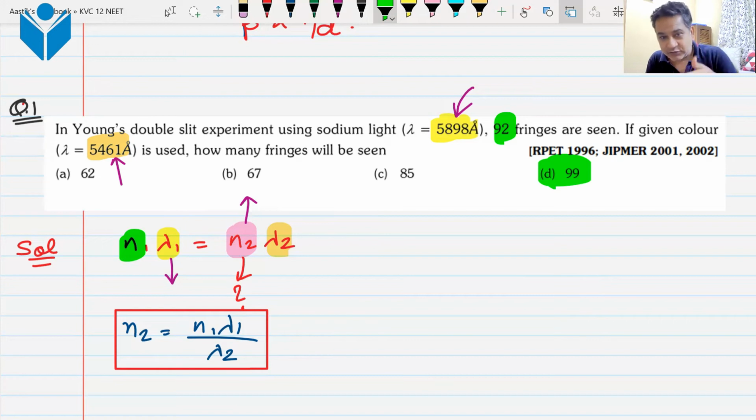62 cannot be the answer. N2 cannot decrease. 67 cannot be the answer. 85 cannot be the answer. Only option is 99. You don't have to calculate it. You wasted important time of your paper in calculating things that should not have been calculated. Learn it.